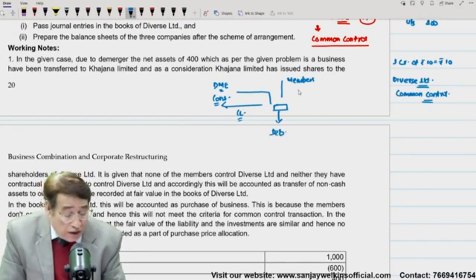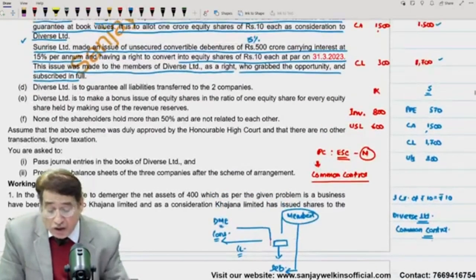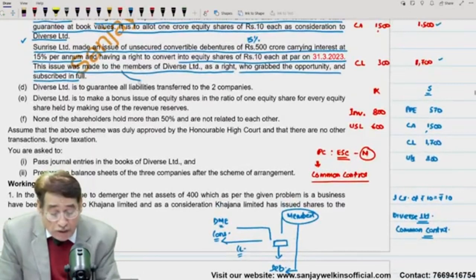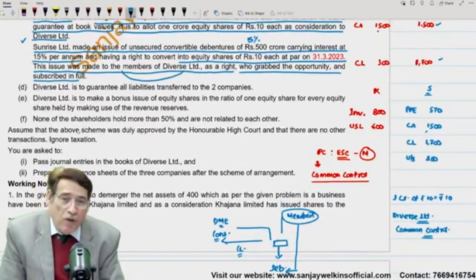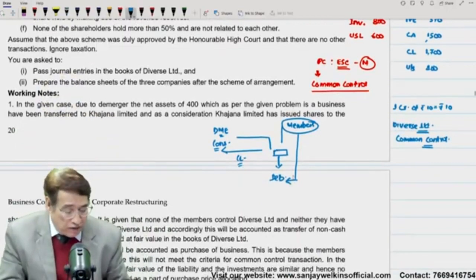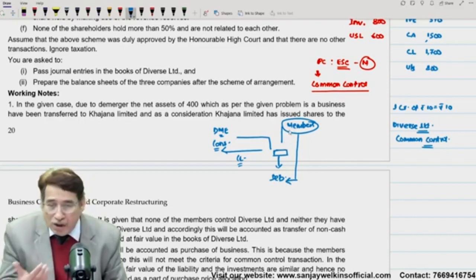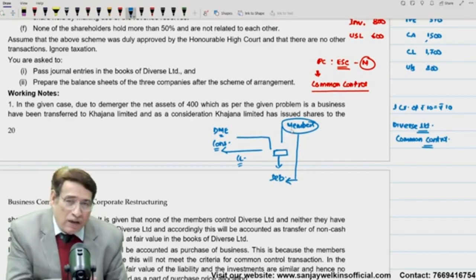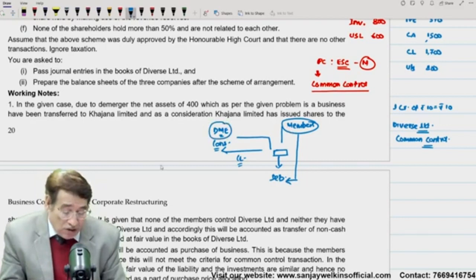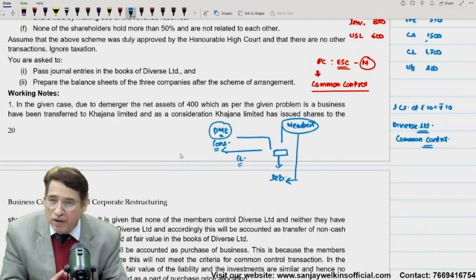But these debentures have been actually acquired by the members. It is given clearly in the question. The issue was made to the members of the Diverse Limited. So for a while, some of us may feel, because I told you, if the consideration is received by the members, generally in that particular case, demerged entity never receives the actual consideration. This is what I told you in the earlier session, isn't it or not?